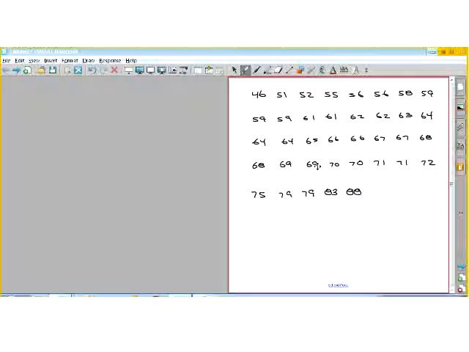Okay, so in the book I have 4 times 10, so there's 40 numbers. Let's see if I have 40 numbers. 8, 16, 24, 32. I must have missed some numbers here, so let's see what I got.